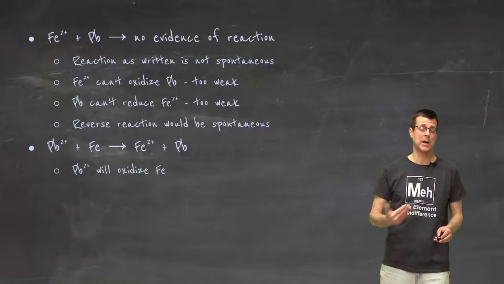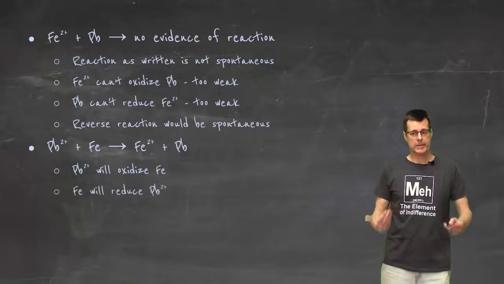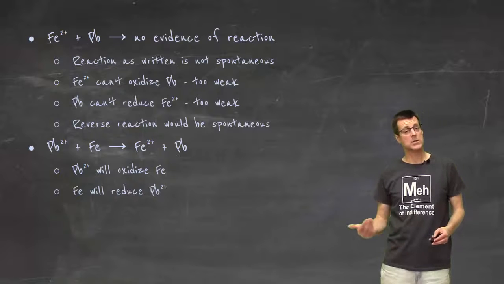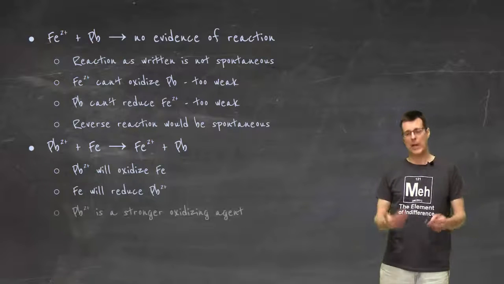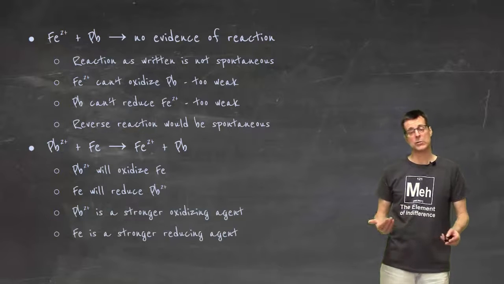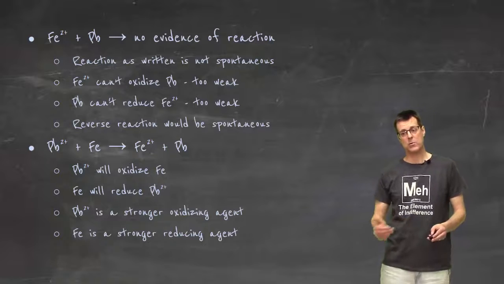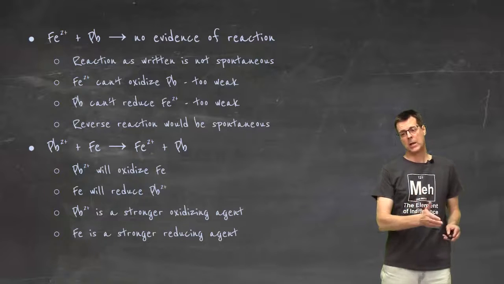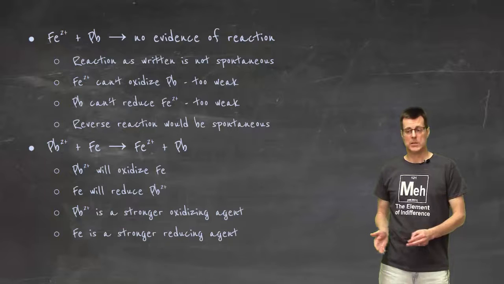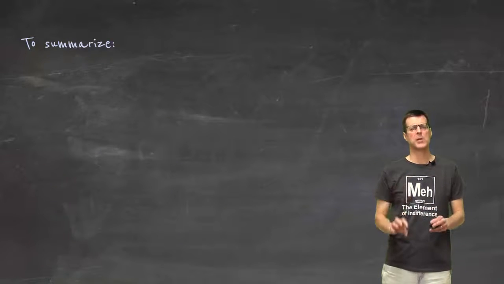And I know that lead ions will oxidize iron atoms, and iron atoms will reduce lead ions. So now I can gauge the strengths of the oxidizing agents and reducing agents within that reaction: lead ions are a stronger oxidizing agent and iron is a stronger reducing agent.